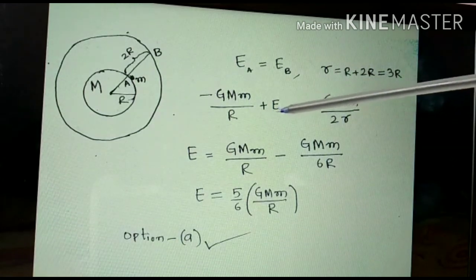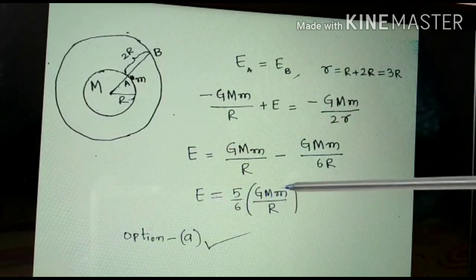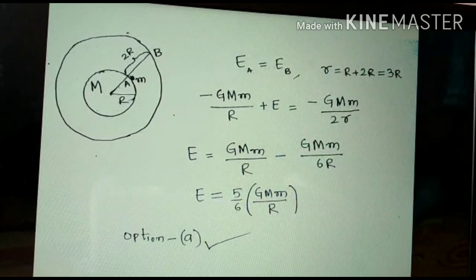Now you simply take E to this side and take the other term to the other side. Finally you will get E equals 5 by 6 G capital M small m by R. Option A is correct. You understood, Ra?